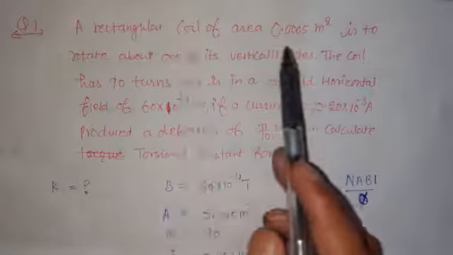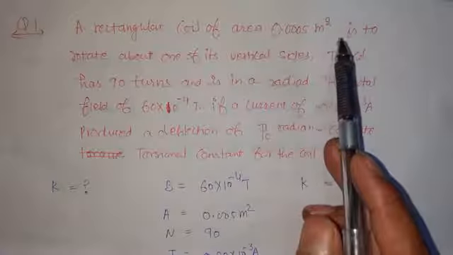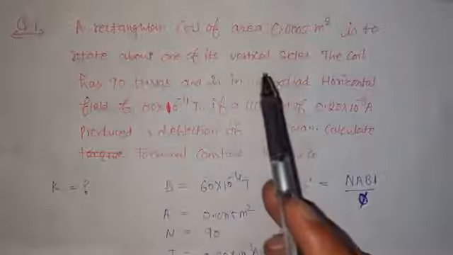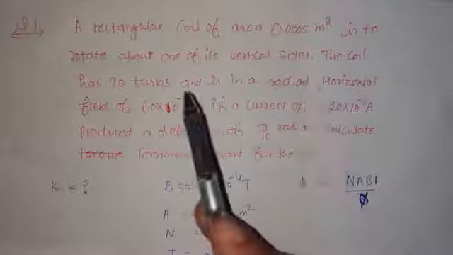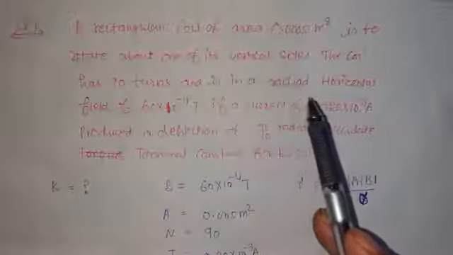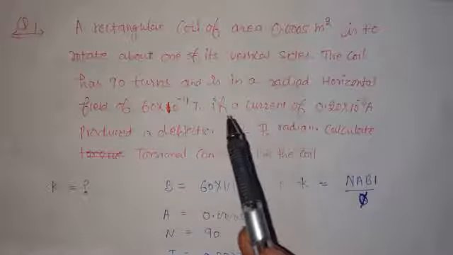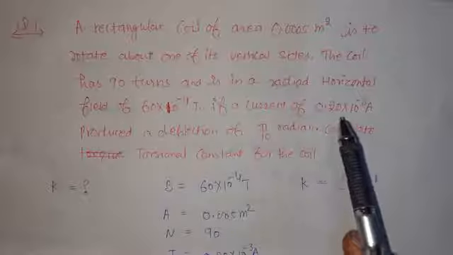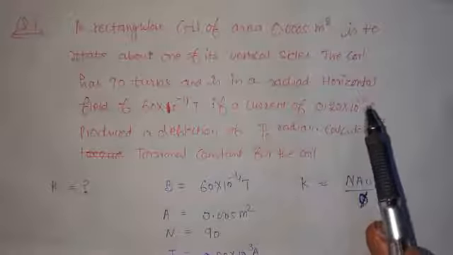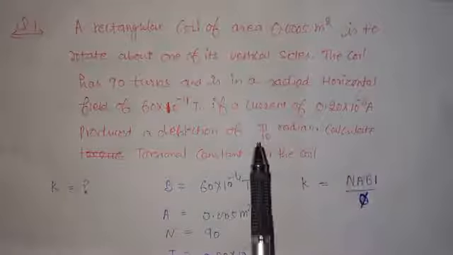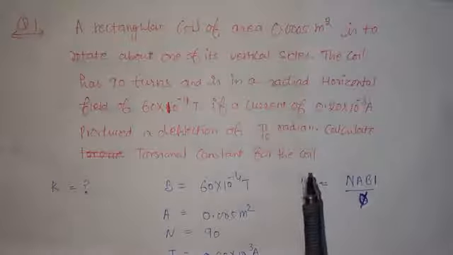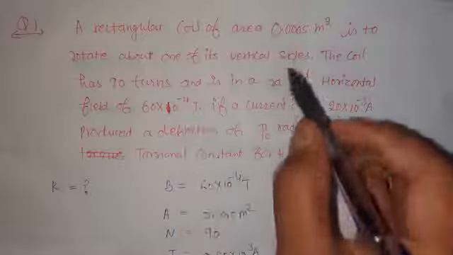A rectangular coil of area 0.005 meter square is to rotate about one of its vertical sides. The coil has 90 turns and is in a radial horizontal field of 60 into 10 to the minus 4 Tesla. If a current of 0.020 into 10 to the minus 3 ampere produces a deflection of pi by 10 radian, calculate the torsional constant for the coil. So here the important terms I am going to underline.